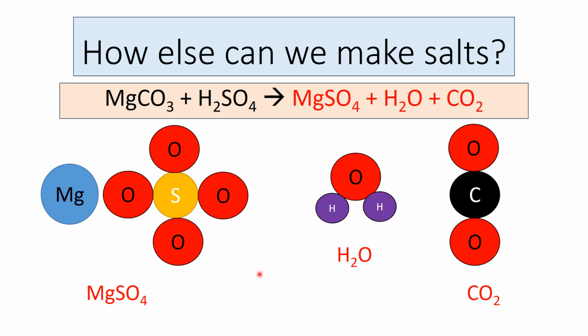In terms of the products then, we form magnesium sulfate, water and carbon dioxide. And hopefully your diagrams look something similar to this. You've got magnesium sulfate, MgSO4, water, which is obviously H2O, and carbon dioxide, CO2. Well done if you got that right.